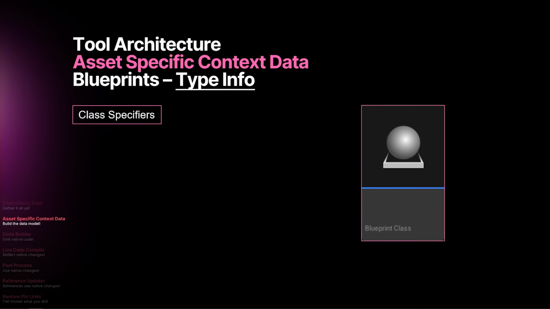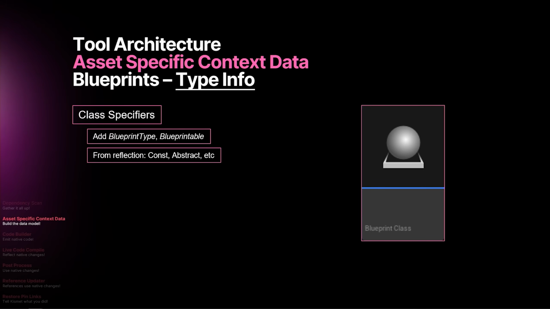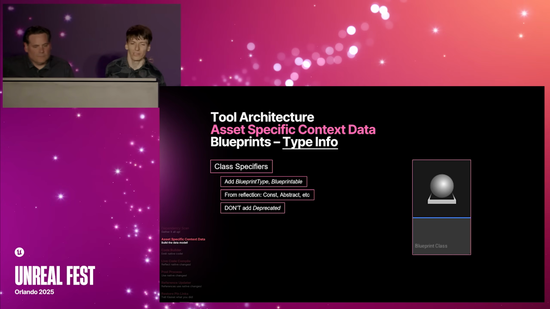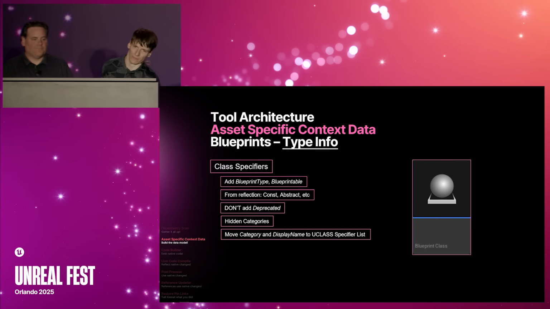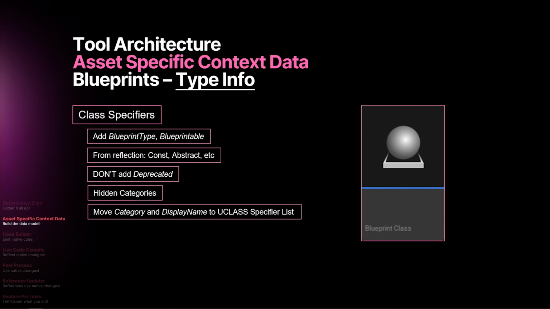So let's talk about class specifiers, because they require a little bit of special attention. You can add these right off the bat, like I said earlier, and you can capture the rest from the reflection data. Don't add deprecated. If you already marked a blueprint deprecated, you obviously don't want to immediately deprecate the parent class. You should preserve the hidden categories UCLASS specifier, very helpful to clean up the details panel. The category and display names often show up in the metadata. You would never write that yourself; you put them directly on the UCLASS specifier, so you probably need to move them over.